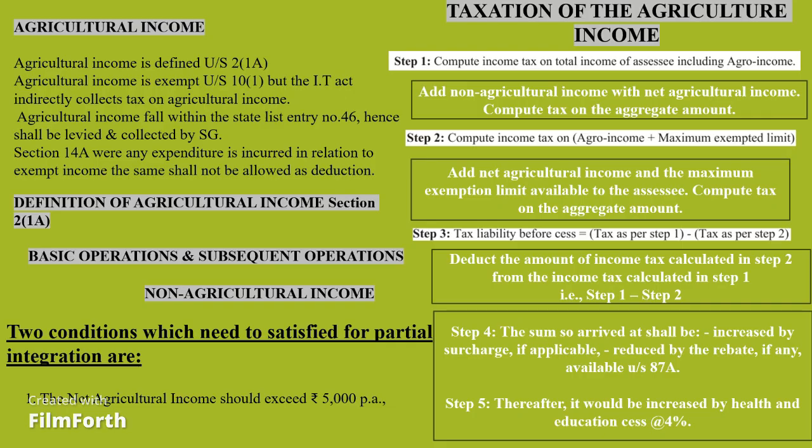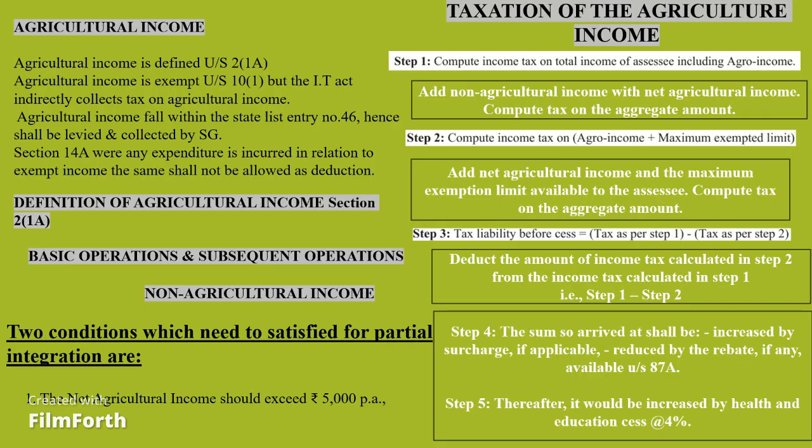Two conditions which need to be satisfied for partial integration are: first, the net agricultural income should exceed Rs. 5,000 p.a. Second, non-agricultural income should exceed the maximum amount not chargeable to tax. That is, if such person is paying tax under the default tax regime under Section 115BAC, then Rs. 3,000,000 is the basic exemption limit irrespective of the age of the person.